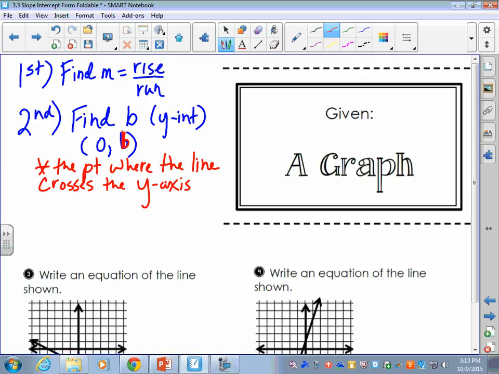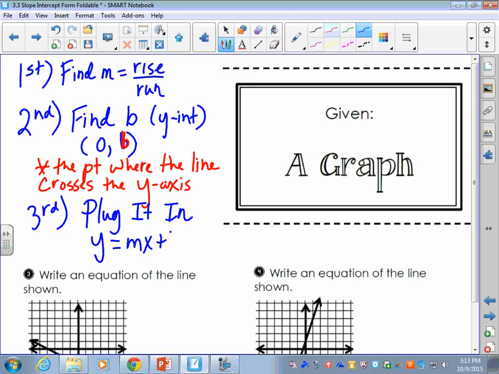So we're going to use the line that is given to us, and then we're going to find the slope using the rise over run. We're going to find the y-intercept. That's the point where the line crosses the y-axis. And then our last step is just to plug it in. Plug it into the form y equals mx plus b. We're going to substitute and plug it in.